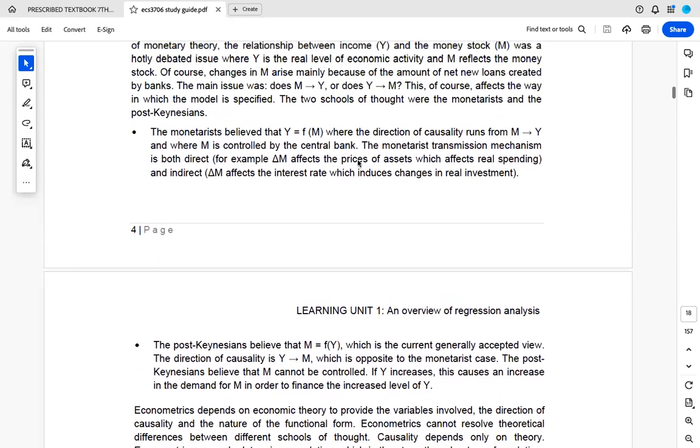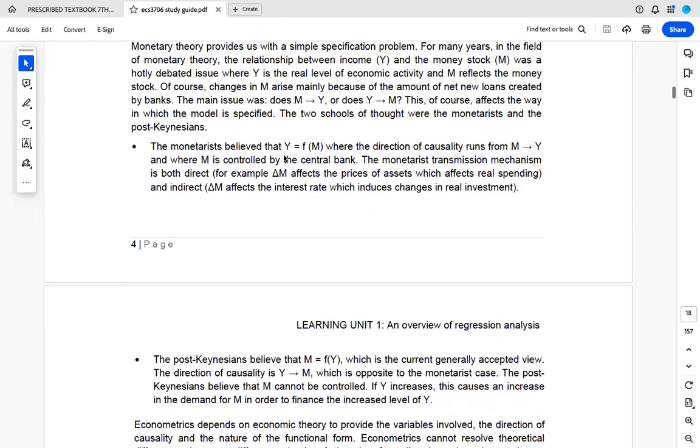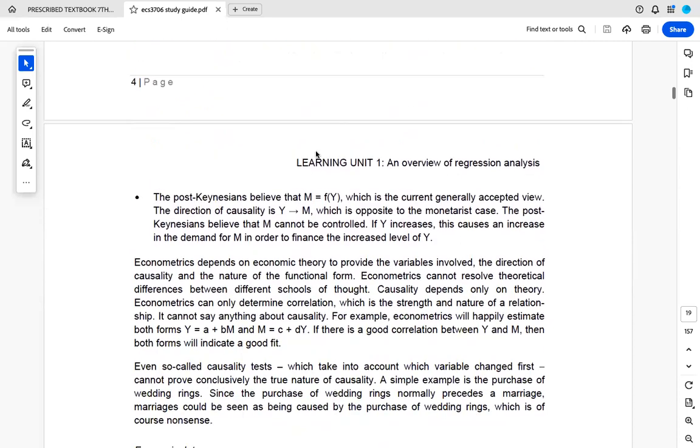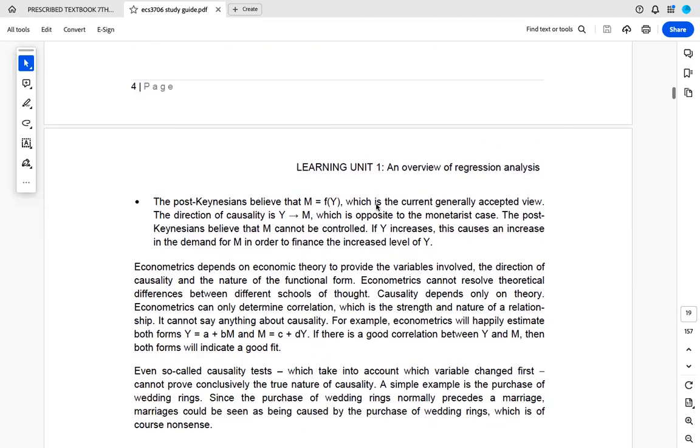So you can see these are just two examples of how one economist might come up with a theory where they say Y depends on M, whereas another economic theory might say M depends on Y. So econometrics is not black and white. Individuals come up with theories. These theories are put into mathematical relationships, and then we aim to come up with an econometric model. But an econometric model is not always correct.